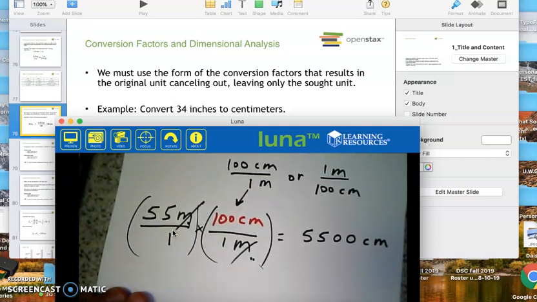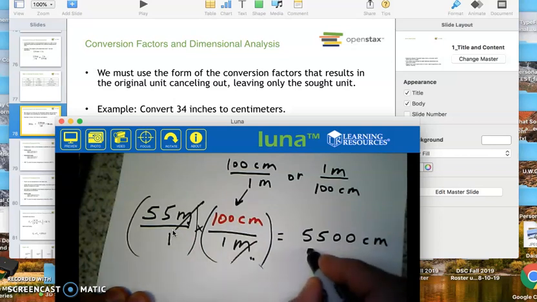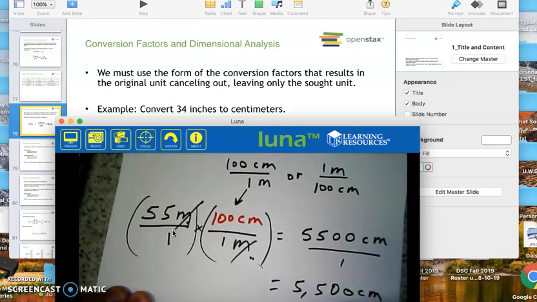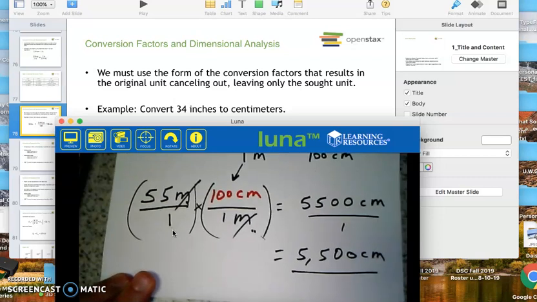And so the next thing to do, once my units cancel, I go ahead and do the math. 55 times 100 is 5,500. 1 times 1 is 1 if I wanted to write that as a fraction, but I end up with 5,500 centimeters. And that's your final answer.